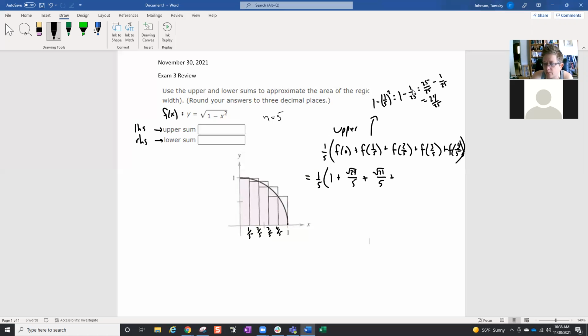3/5. 3/5 squared will be 9/25. 25 minus 9 is feeling very 16. Square root of 16 is 4. So we have 1, square root of 24, square root of 21, 4/5. The last one, if I square 4/5, I'll have a 16/25. So 25 minus 16 is 9/25. The square root of 9 is 3. Square root of 25 is 5.